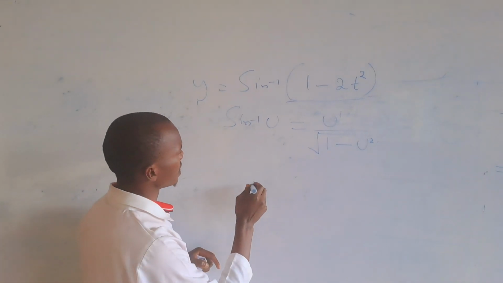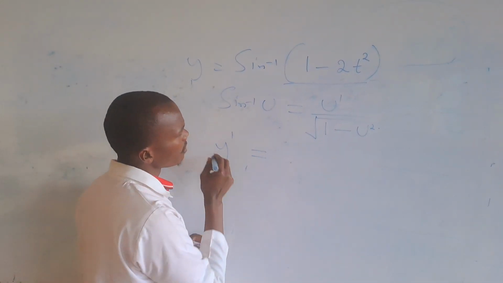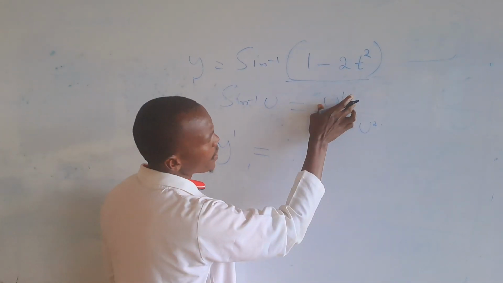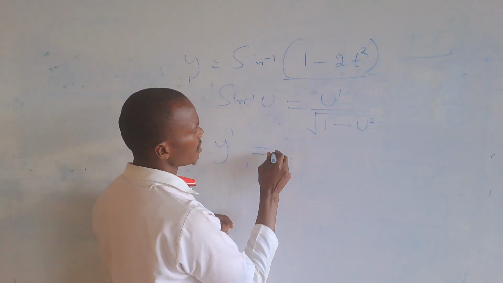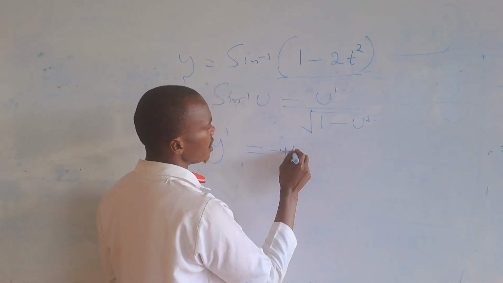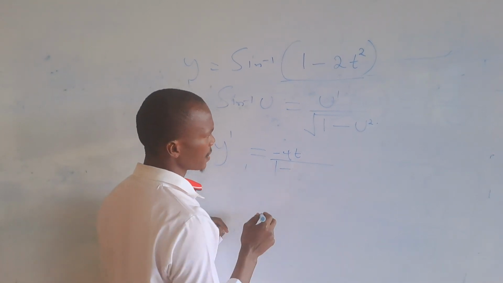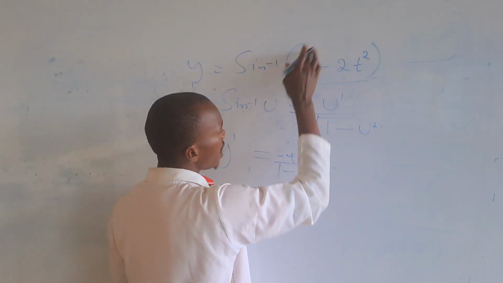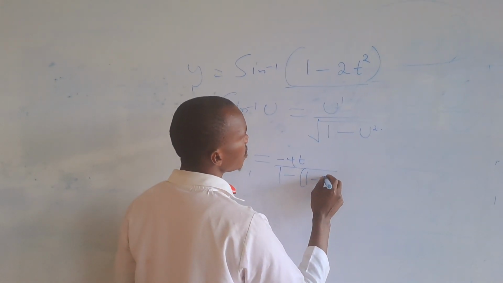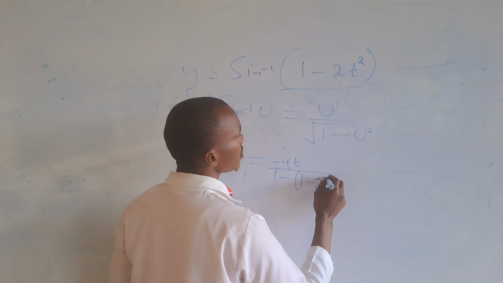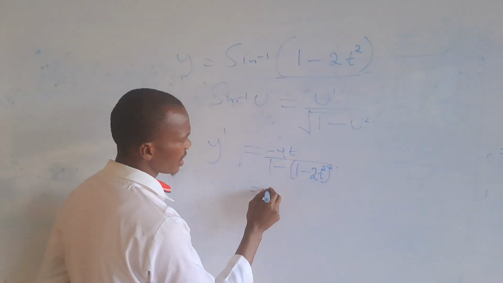So now y prime, which is the derivative of y, will be u prime over the square root. We get the derivative of this u, which will give us negative 4t over 1 minus this one, that is 1 minus 2t squared, then we square that one. So that is when we get that now.